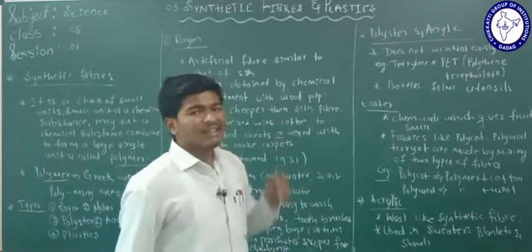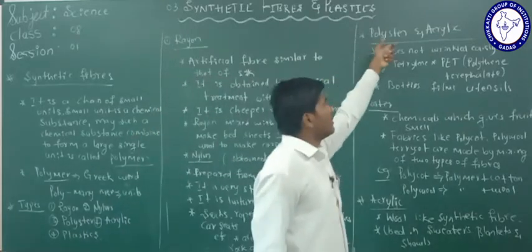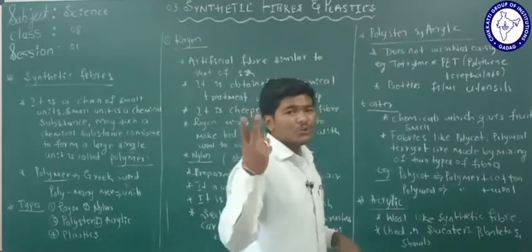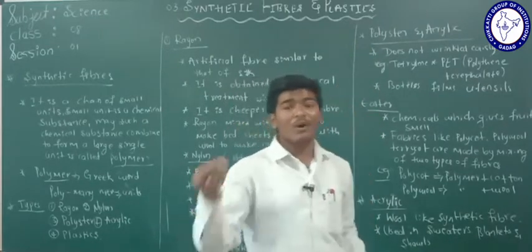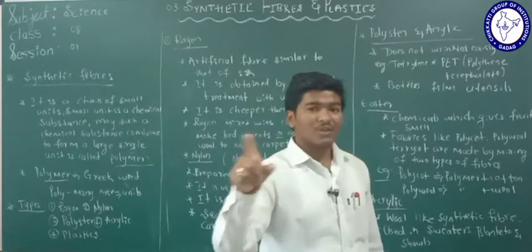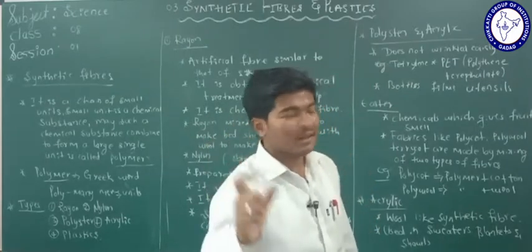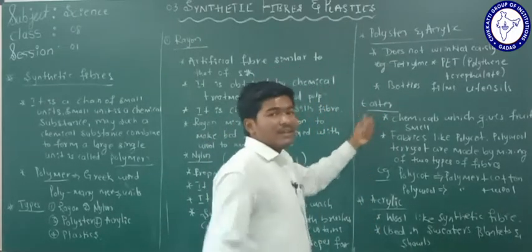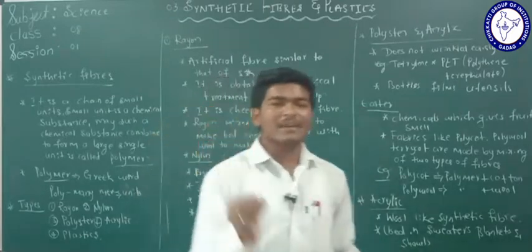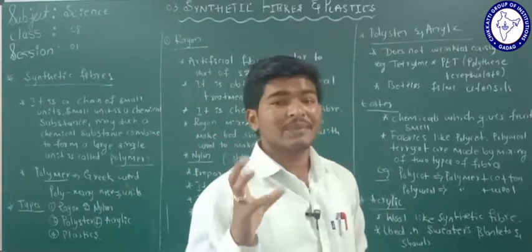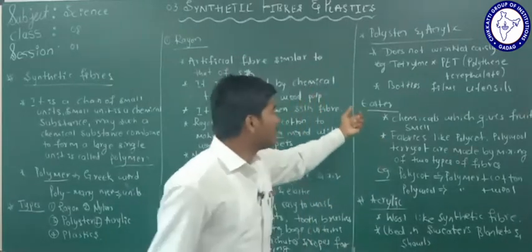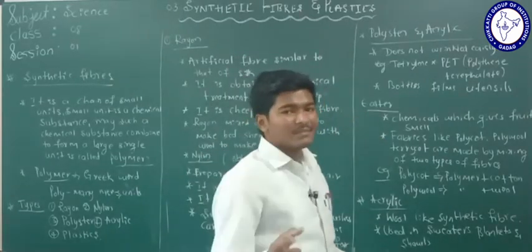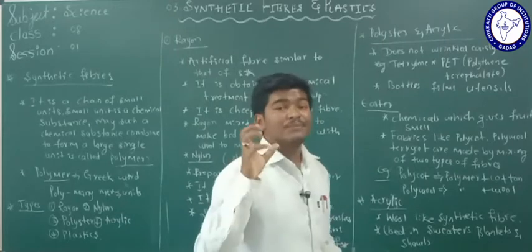So it is one word. See here, polyester. In polyester there are two words: one is poly, another is ester. What is ester? You know already. Poly means many. You have to know here, poly means many. What is meant by ester? Ester is a chemical substance which gives us fruit smell. I remember. See here, ester is a chemical substance. It gives us fruit smell.